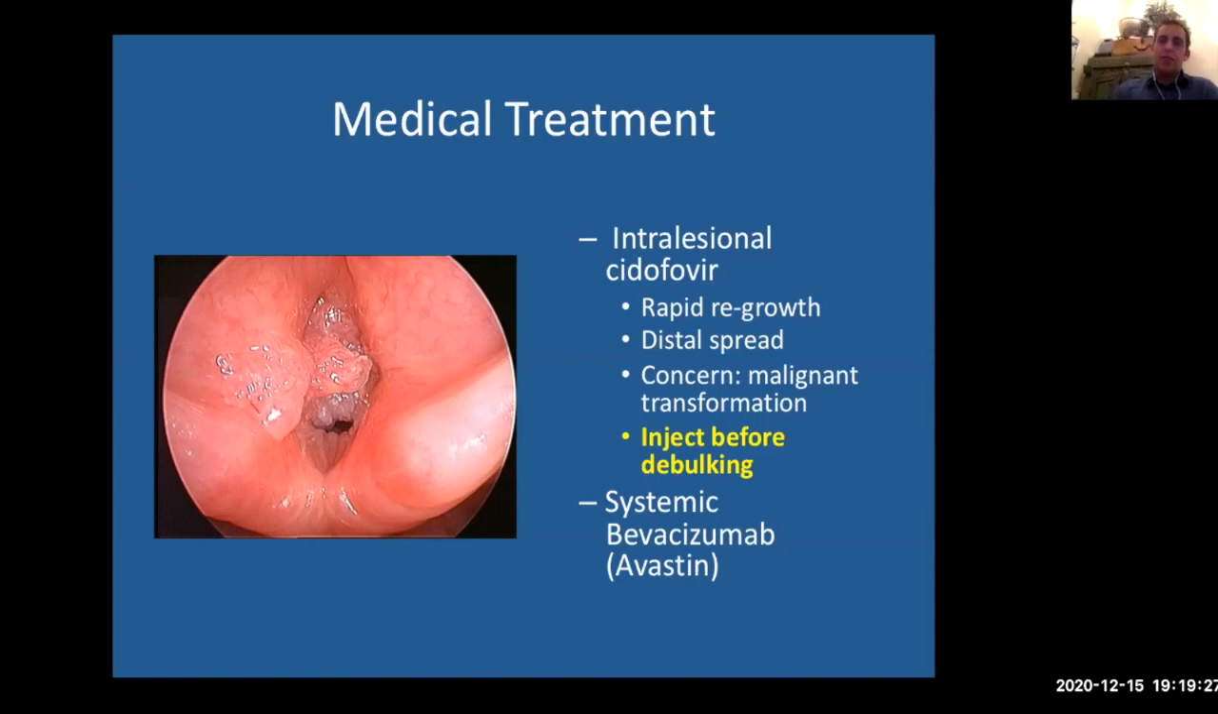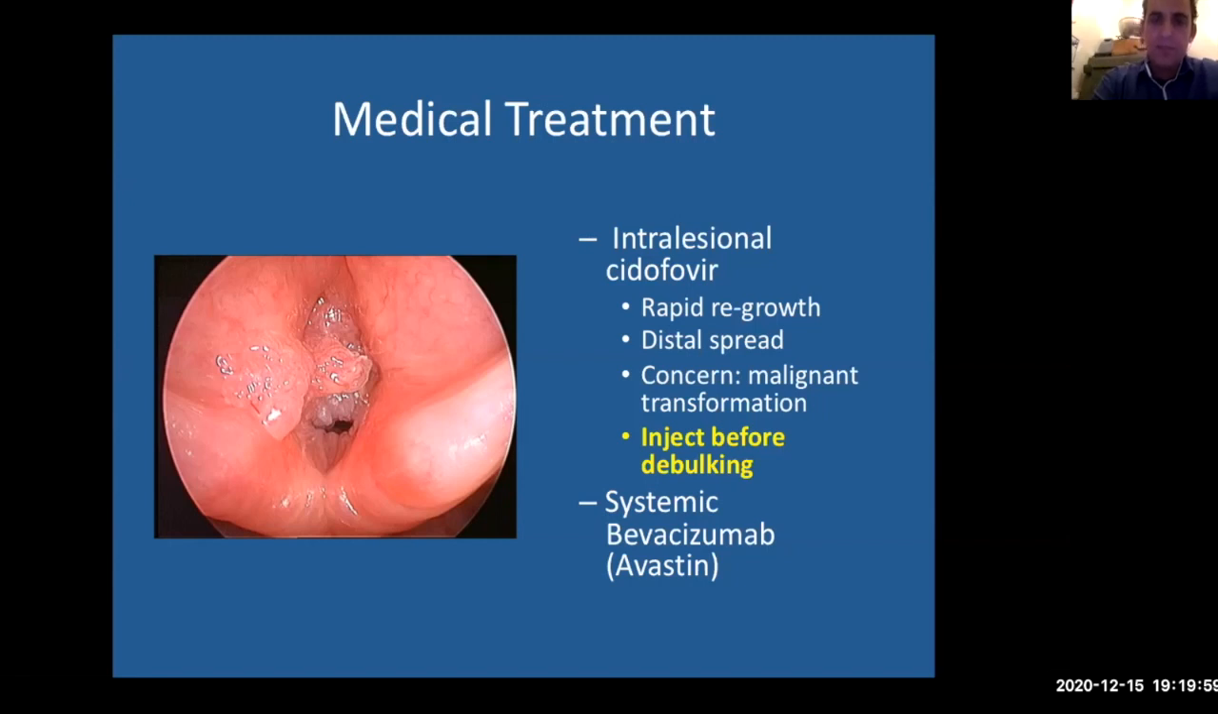And important from a practical point is to inject before debulking. And that is something that I picked up recently, because we traditionally used to debulk the papilloma, remove it all, and then inject afterwards. But it appears that most of the cidofovir will just seep out. So obviously, in a severe case like this, you will have to debulk a little bit, or insert a tube while you inject. Otherwise, with the injection, you'll cause complete airway obstruction.